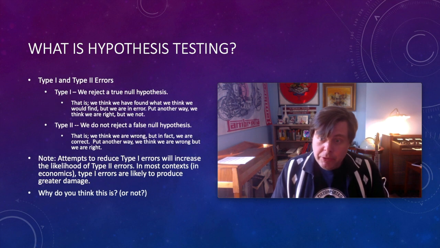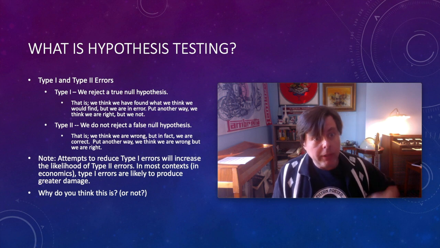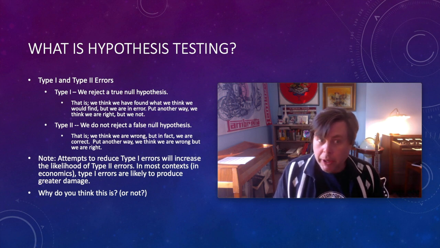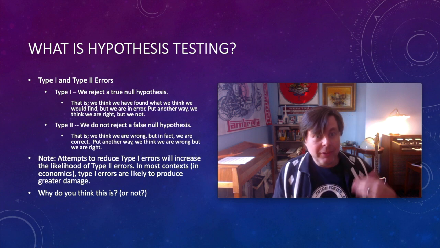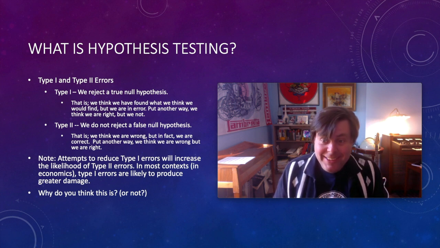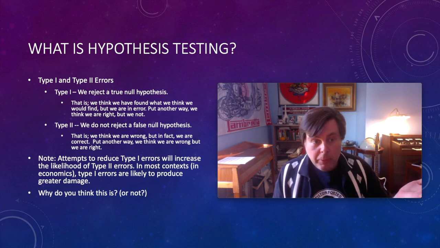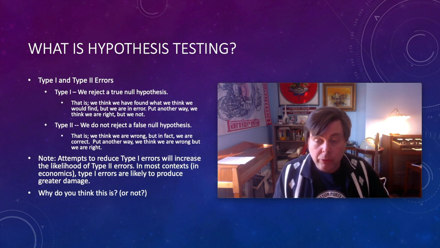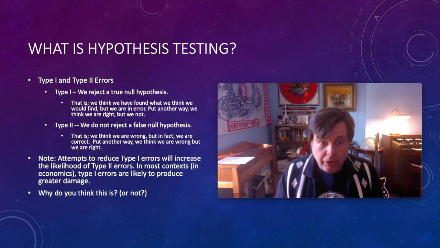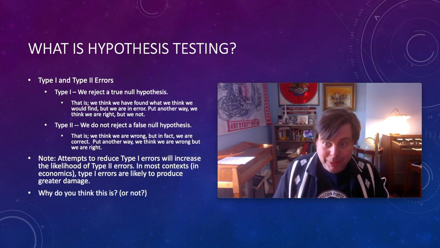All right, the next piece of terminology that we need to get familiar with are so-called type 1 and type 2 errors. Okay, type 1 errors are where we reject a true null hypothesis. That is, we think we are right about something, but we're not. And this happens a lot. We think we know something, but in fact we don't. Similarly, we can encounter type 2 errors, where we do not reject a false null hypothesis. That is to say, we think we are wrong, but it turns out that we're right.